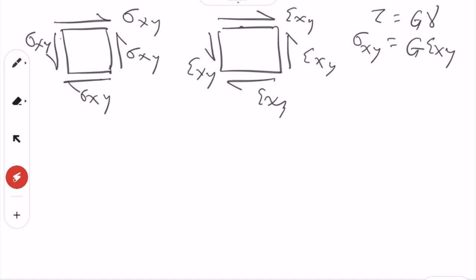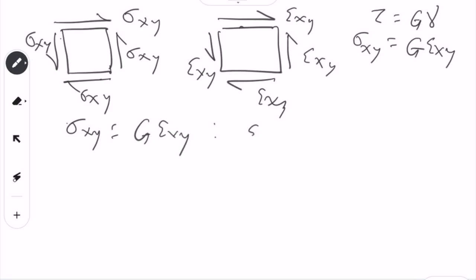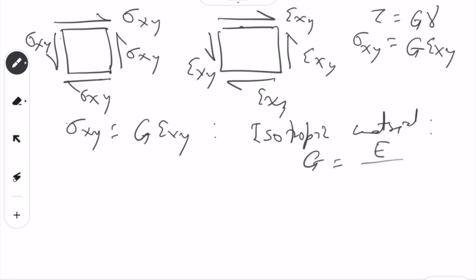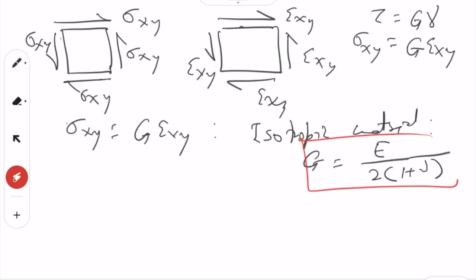Anyway, this is not the solid mechanics class. So here for you this is just given basically, and from there we are going to derive it. Now this is the relationship: sigma xy equal to G epsilon xy, where for isotropic material there is a relationship also. For isotropic material, G is equal to E over 2 times 1 plus nu. This again comes from the solid mechanics class. For you it is given, just memorize it.